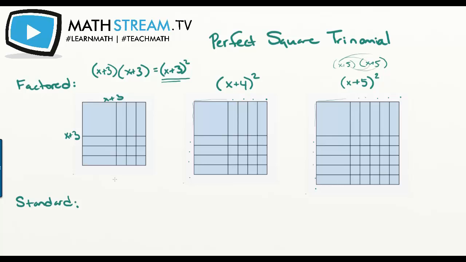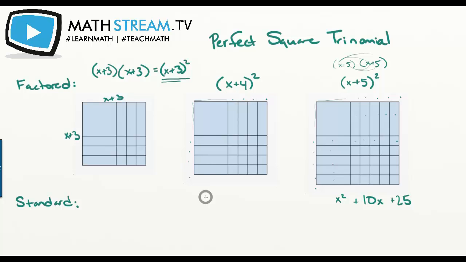So for this last one, since I just started working on it, x times x would give me x squared. X times 5 would give me 5x, and then 5 times x would also give me 5x, so that would give me 5 plus 5, that's 10 x's. And then 5 times 5 is 25 ones. Or we could just count that up in here and get 5 by 5, that's 25 ones. Again, so that's the standard form.